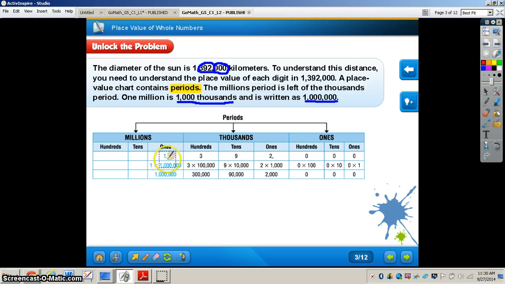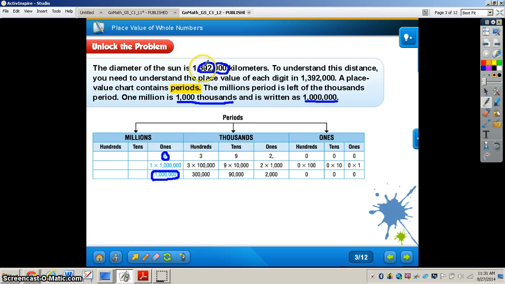So let's take a look at this number and how it's written here. 1,392,000 is the number. And what we can see here is the whole actual value of each number. We see the 1 in 1 million, but it's hard for us sometimes to understand the actual value of that. So what we do is we take that number, we multiply it by 1 million, and this is the actual value of that 1 in our number.